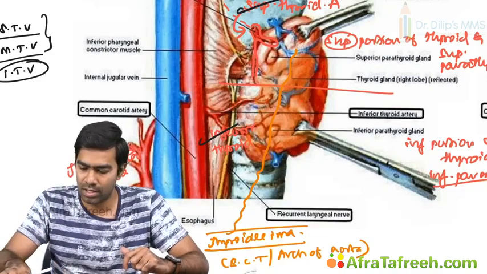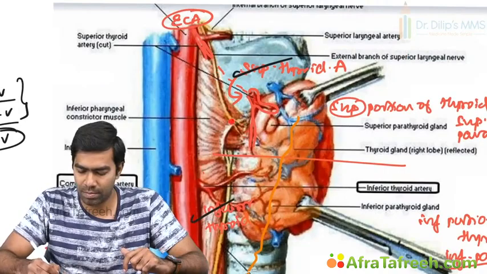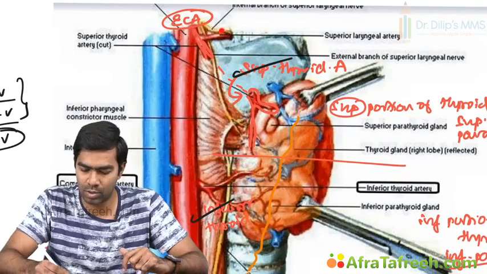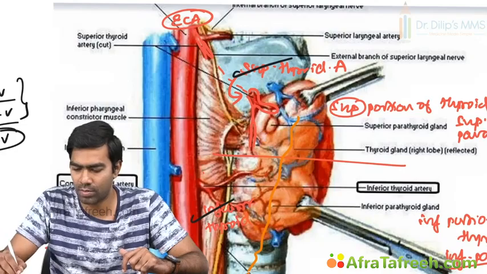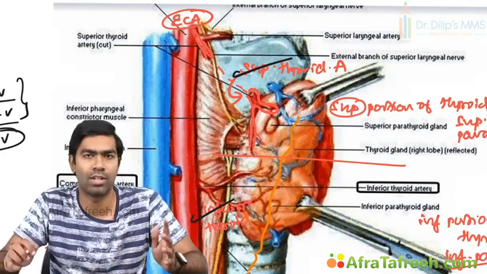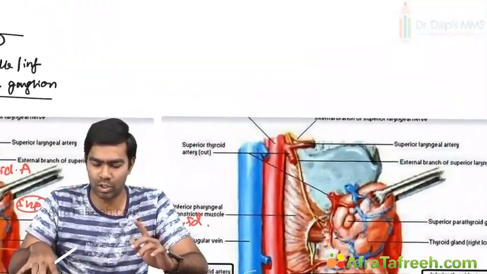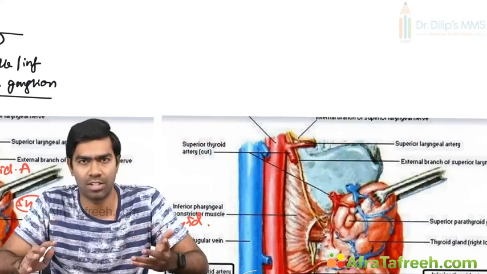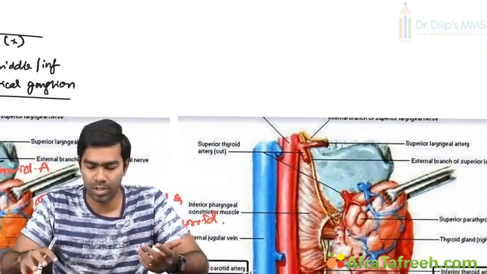And similarly, this external branch of the superior laryngeal nerve. So this is the internal branch that's going here. This is the external branch of the superior laryngeal nerve that has a very, very close relationship with the superior thyroid artery. So that's why these relationships are really, really important. Before going into what they actually have in the relationship, we also have to know what they supply.